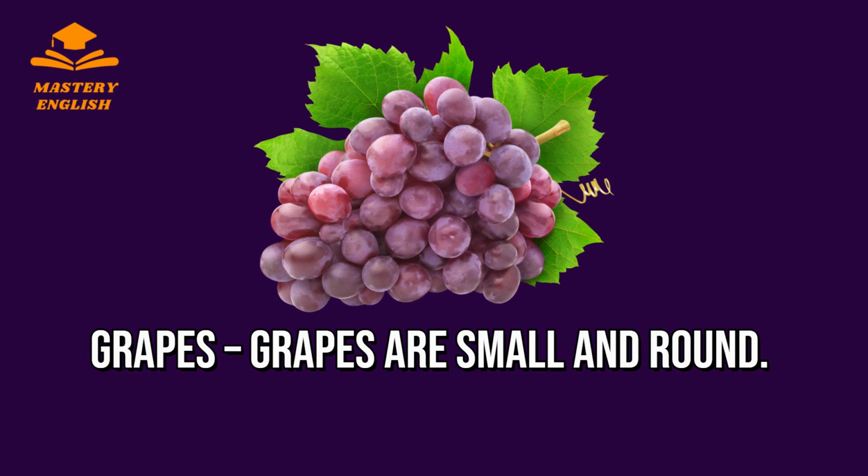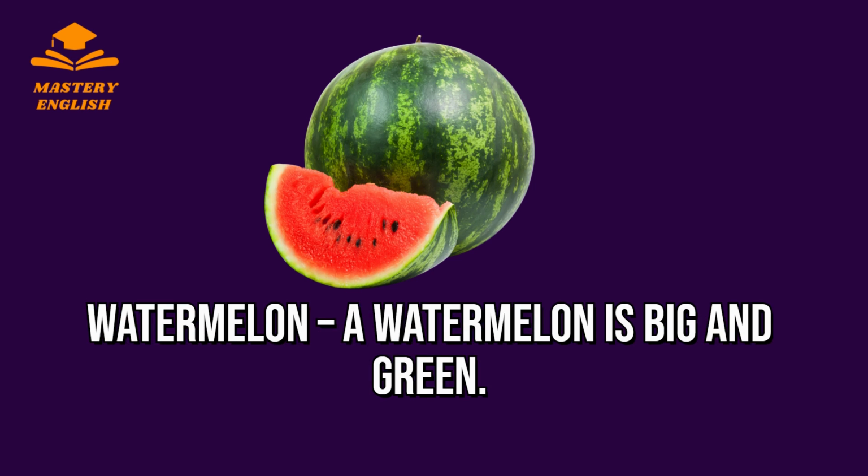Grapes. Grapes are small and round. Watermelon. A watermelon is big and green.